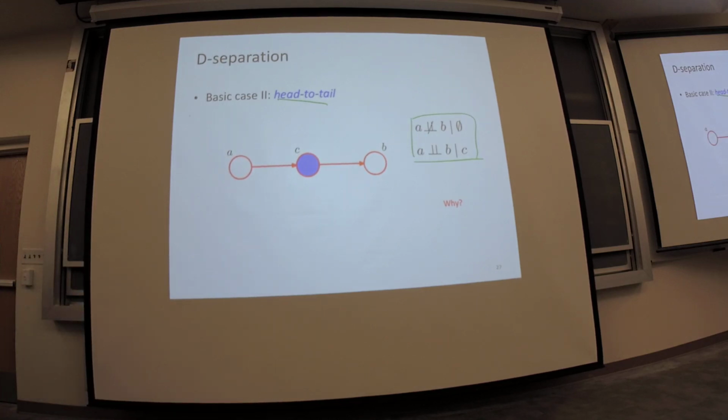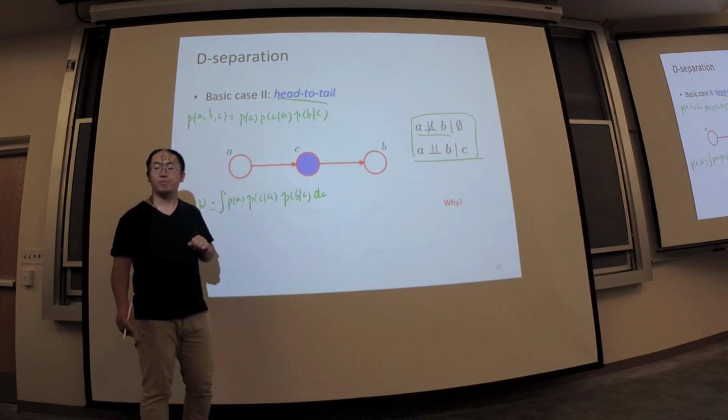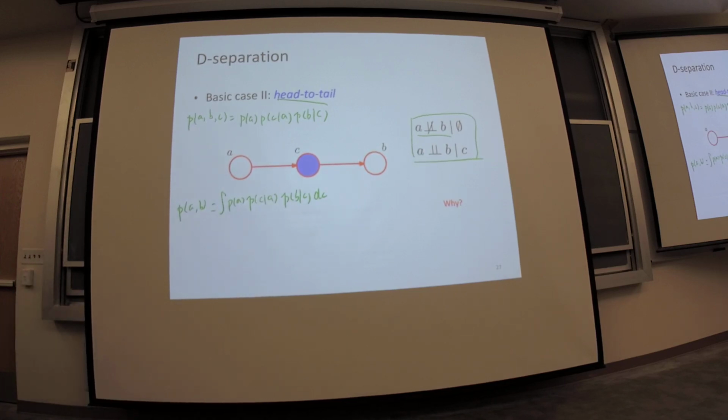It's just mechanical. So the joint probability P of A, B, and C can be written as P of A, and P of C given A, and P of B given C, according to the structure. Now, if we want to check whether A and B are marginally independent of each other, we need to look into the joint probability of A and B, right? So this can be derived by marginalizing out C in the joint probability, which is P of A times P of C given A times P of B given C, and we integrate out C, right? So you can pull the P of A outside of the integral. This has nothing to do with C, right?